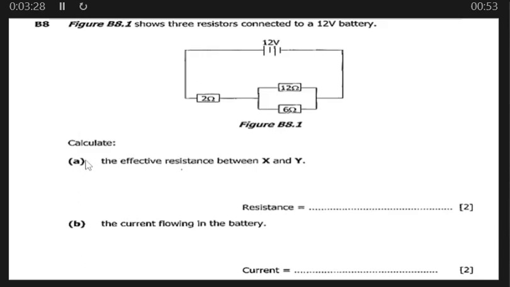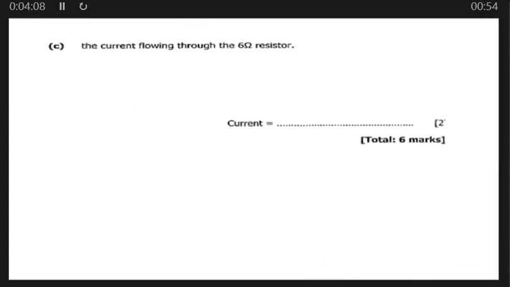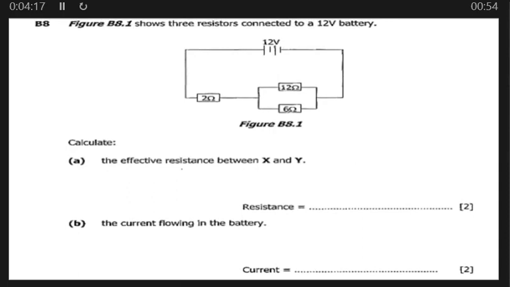So the question says calculate the effective resistance between X and Y. So effective resistance is the same as the total resistance. So here they never labeled which points here because they forgot, they are also human beings. So the point was actually between these 2 resistors in parallel. Then B says the current flowing in the battery. So calculate the current flowing in the battery. All right, so let's go to the next part. So next part, which is C, says we calculate the current flowing through the 6 ohm resistor. All right, so let's go ahead and start answering the question right away.